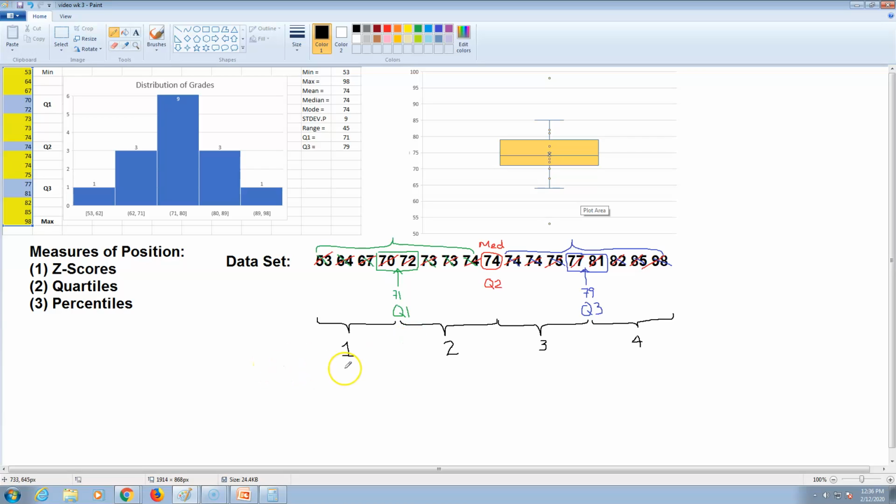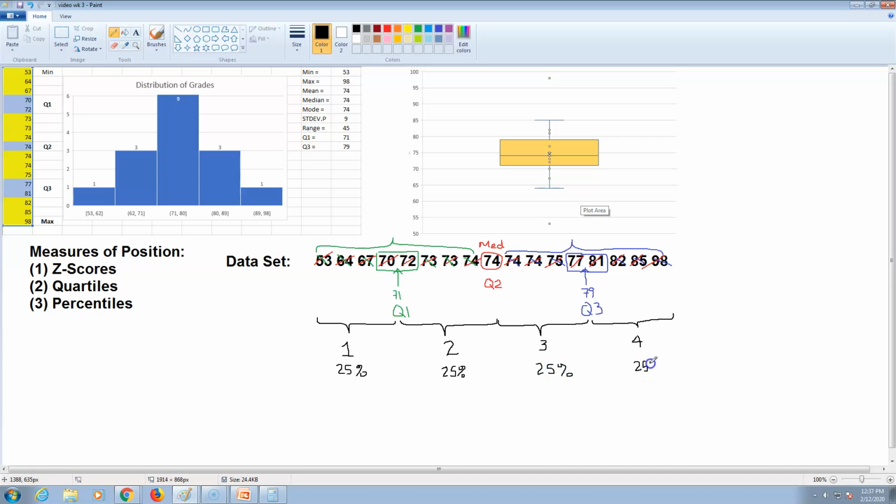So now, once you do that, you can start doing some basic probability. Quartiles means quarters, 25%. So this first group is 25% of the data. A quarter of these numbers are in the first group. The second group is 25% more. So 25% of these numbers are in between 71 and 74. And each of these groups is a quarter, 25%.